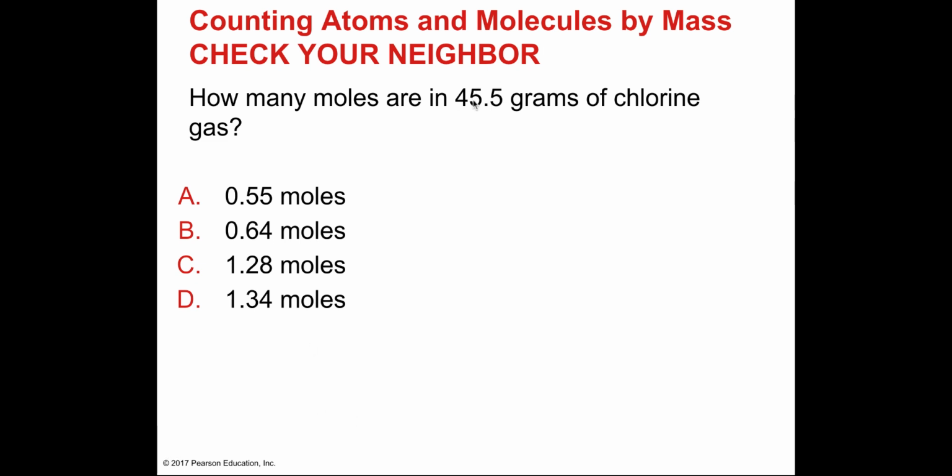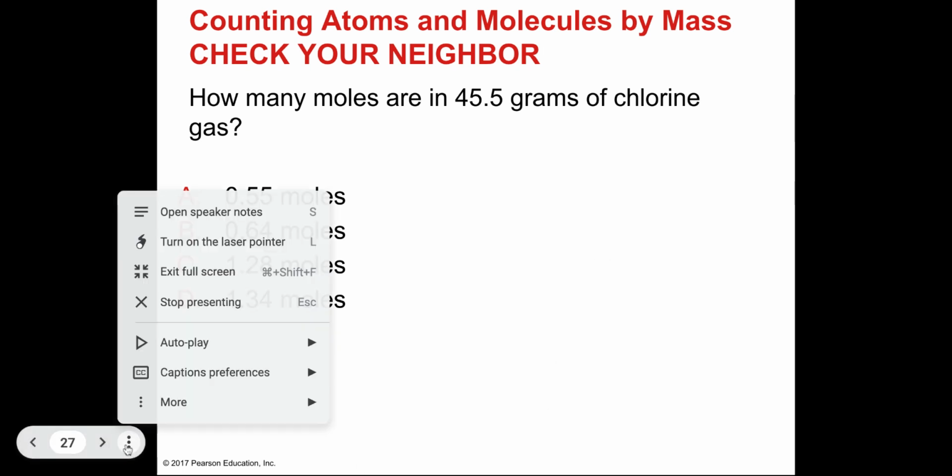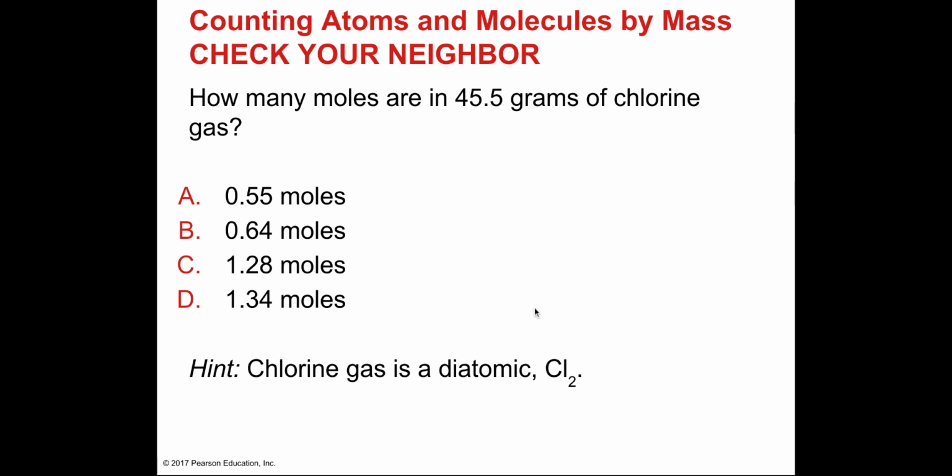So if this 45.5 grams is not up to 1 mole, you need to convert this to moles. The way we convert that to moles is that we divide 45.5 grams by the mass of 1 mole of chlorine gas. 1 mole of chlorine gas has a mass of 71. So if you take 45.5 divided by 71, that is going to give you the number of moles.